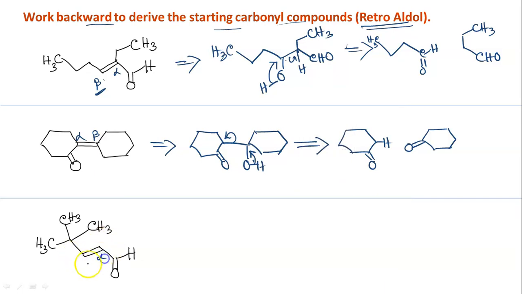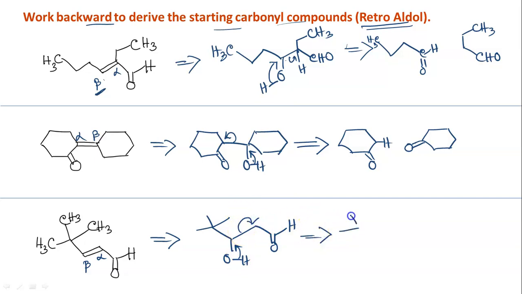This is alpha, this is beta. At the beta position we will write OH. So this OH bond will be broken, and this CC bond will be broken. So what we are getting is Me3C CHO, and from the right hand side we will be getting acetaldehyde.